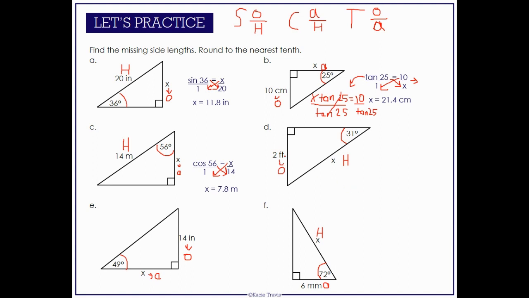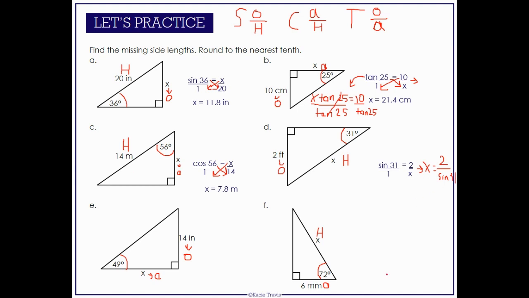All right, lastly, we got D. D has 2 and X. 2 being our opposite, X being our hypotenuse. Opposite and hypotenuse means we're dealing with sine. So the sine of our angle, which is 31, equals 2 over X. So this situation for D is similar to what we had for B. That means that when we solve this, our X is going to be equal to what we get from dividing 2 by the sine of 31.